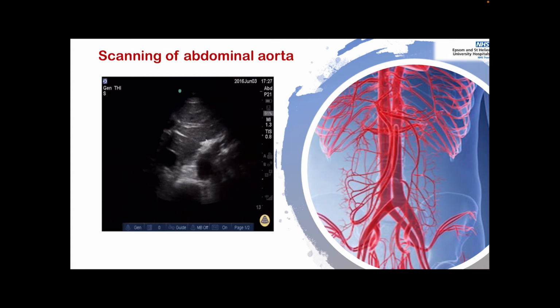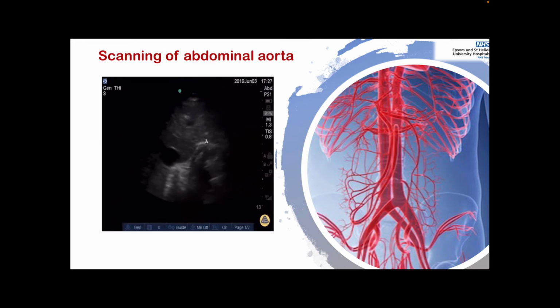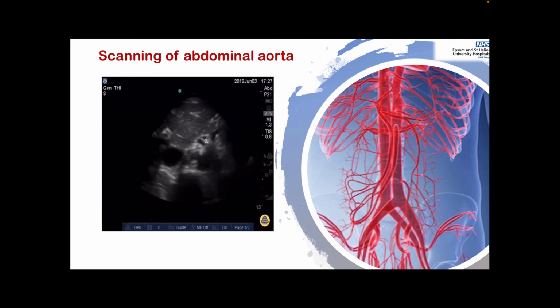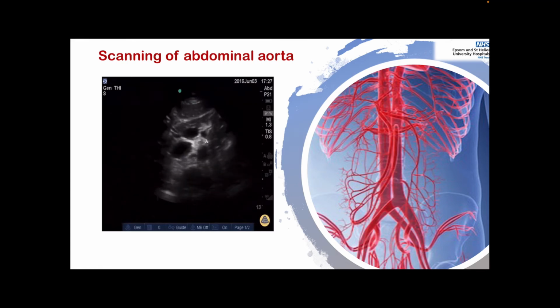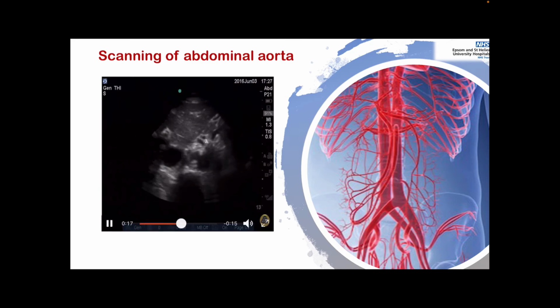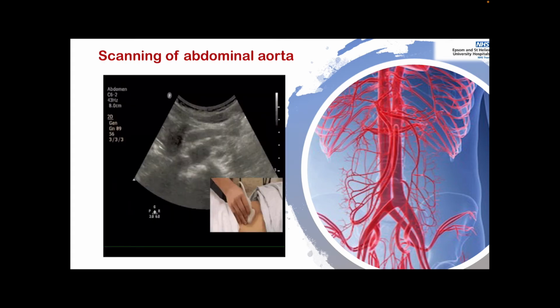Let's have a look again here. In this photo you can see it. Here we go. This is the snowman appearance.